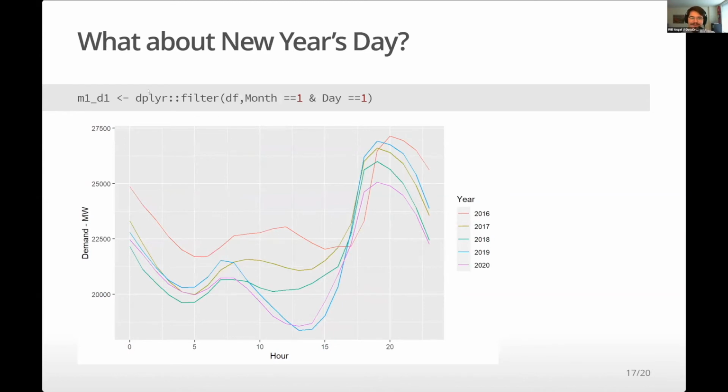Here we're just doing the same thing with the plotting, filtering with dplyr for January and the first day of the month. So that should be January 1st of every year in our data set, which is 2016, 2017, 2018, 2019, 2020. And you can see that overall the energy usage has decreased with most years, but the place where it's really decreased a lot is in the belly of the duck here.